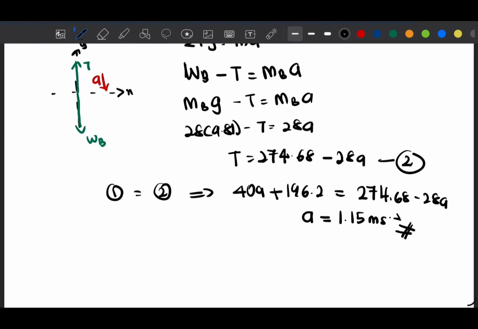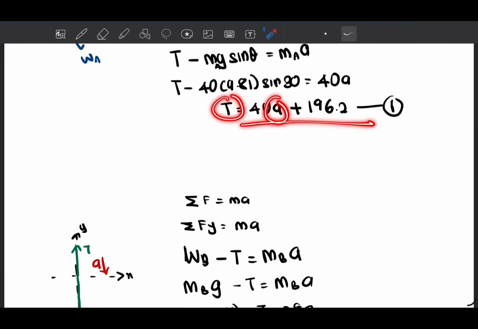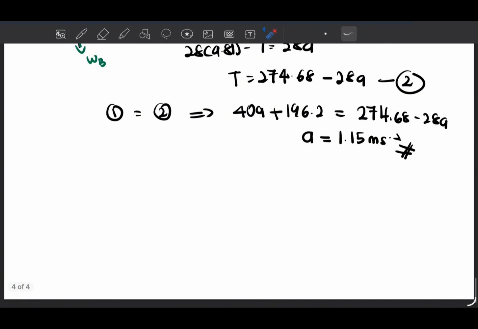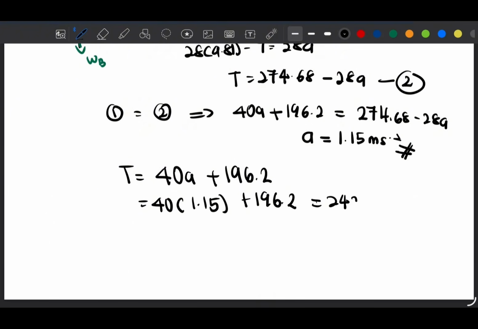So since you have already obtained the acceleration, you can substitute the value of acceleration in either equation 2 or equation 1 in order to get your tension. So let's say I'm going to substitute into the first equation. My tension was 40A plus 196.2. So 40A is 40 times 1.15, plus 196.2. You press your calculator and you will get 242.36 Newton. This is the tension that is experienced by the string here.